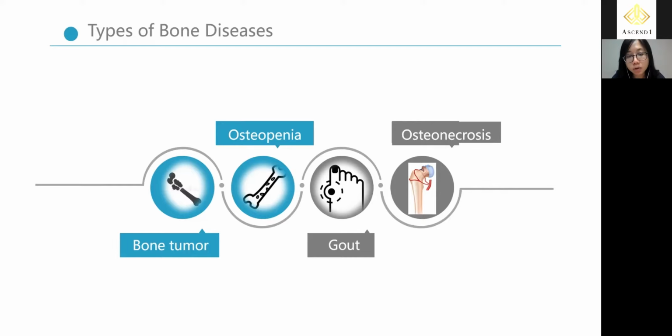Next will be gout. Gout, I think, is very common. Many people know about gout. It's a common disease in which excessive amounts of uric acid crystals accumulate in our joints, causing abnormal swelling, pain, and redness. It usually happens in our big toe, where you can noticeably see the big toe swollen and very painful.